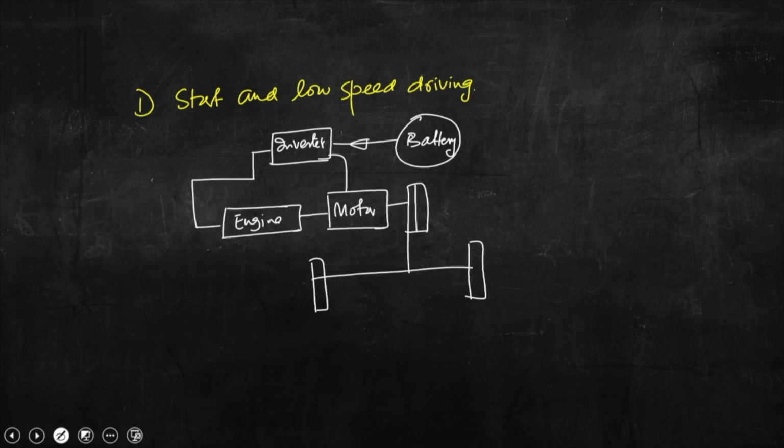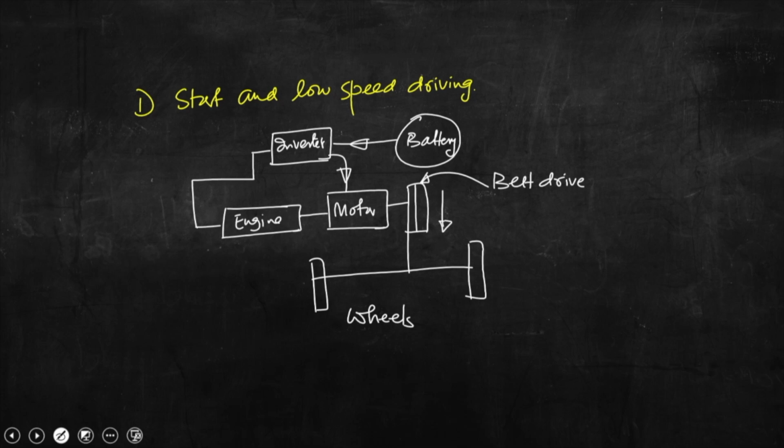So, this is the schematic arrangement. What I am writing here now, you try to understand. This is the belt drive. These are the wheels and this is the belt drive. This is the arrangement for start and low speed driving. You can understand that engine and motor, these two are connected, and this is the belt drive. The battery is charging the inverter, the inverter is supplying power to the motor, the motor is running, and then through the belt drive the power is coming to the wheels.